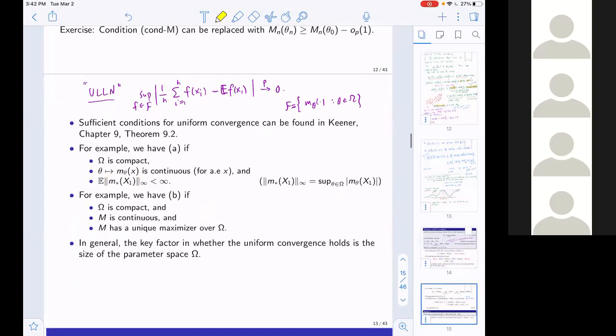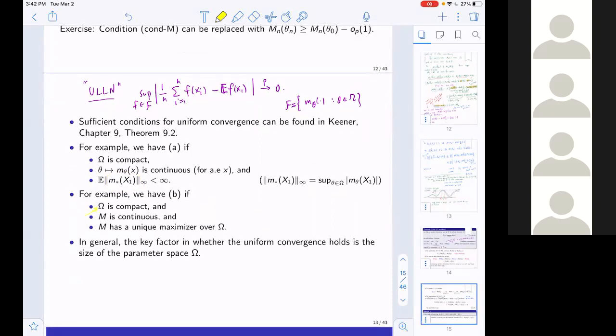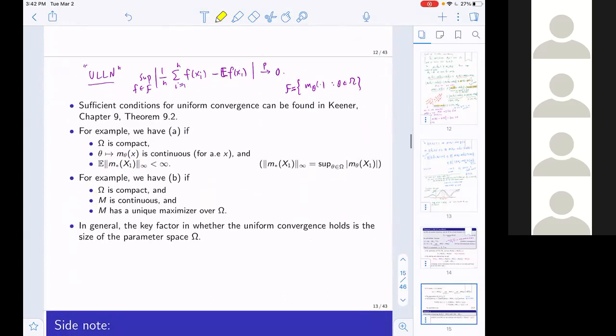So Keener goes through a proof. Basically, under compactness, things are simplified. Under compactness, the second condition also simplifies. If m is continuous and omega is compact, then that condition is equivalent to m having a unique maximizer over omega. So in general, this is the easier condition, and this is the more technical condition.